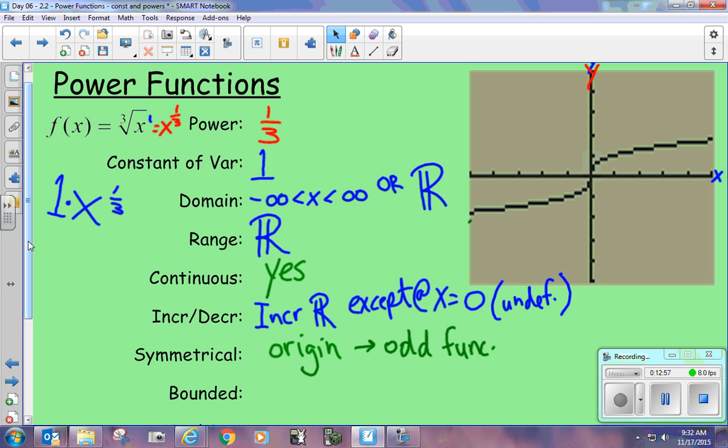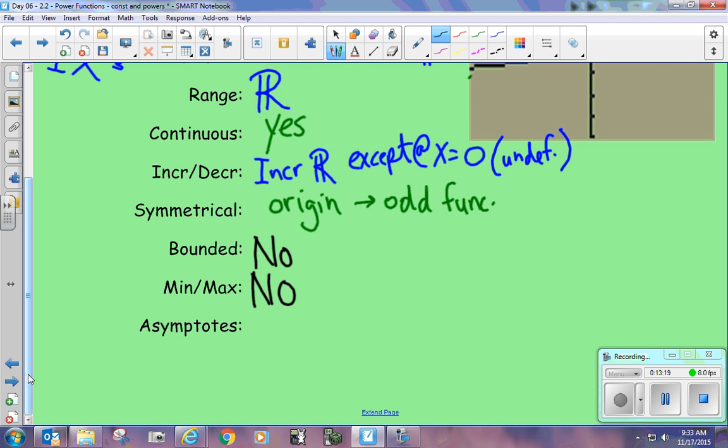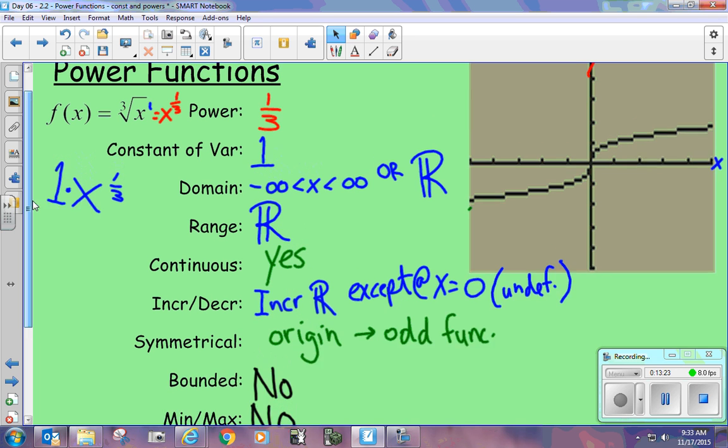Is it bounded? No, because it goes up and down forever. I mean, you can look right at your range. It goes up and down forever. Slowly, but it does go up and down forever. So is it bounded? No. Are there any mins and maxes? No, because there's no hills or valleys, right? Are there any asymptotes? No. And oh my God, we are done. Can't believe we did that. But we did a really good job with that.